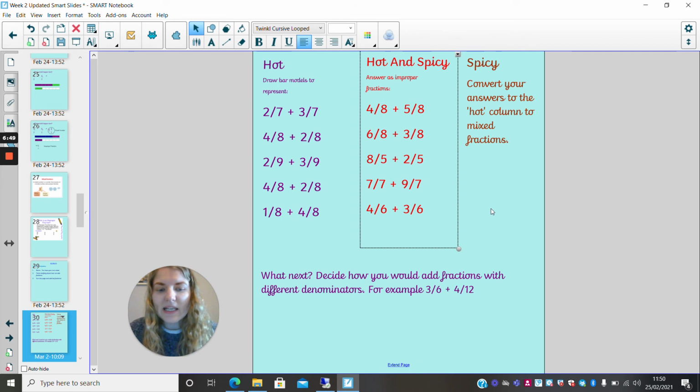Okay, then a little extension I want you to think about, how would you add fractions with different denominators? So think about what we know from equivalent fractions from our warm-up. How might you answer that? Okay, pause the video and off you go.